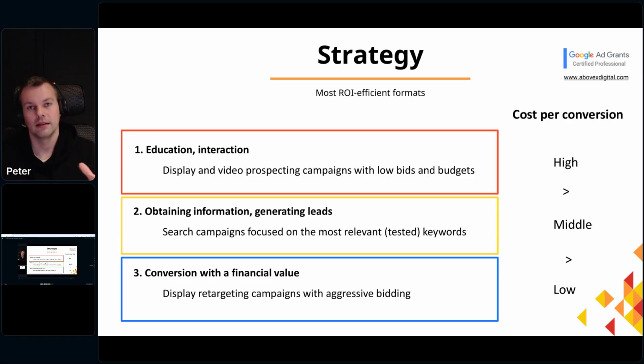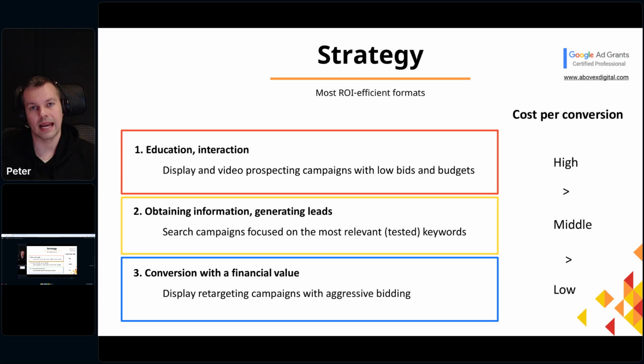I mean, you should not show them the banners like 100 times a day. You should cap it at like 10 impressions a day or something like that. But we see this consistently. Display retargeting tends to be the most ROI efficient strategy, especially if you have small budgets.